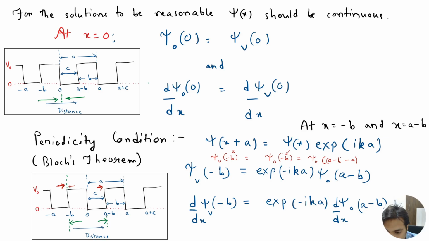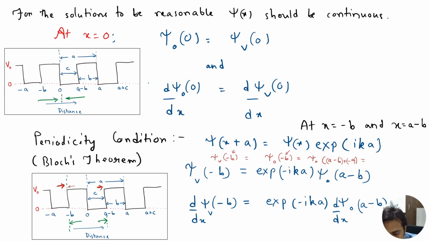Now you can think of it as having added a and subtracted a, so it is psi naught of (a minus b) plus (minus a). I just put a bracket only, nothing else. So it is a minus b plus minus a. Now what I am doing is, you see this equation.